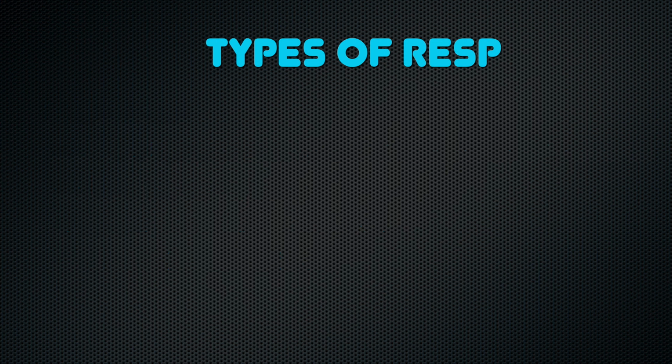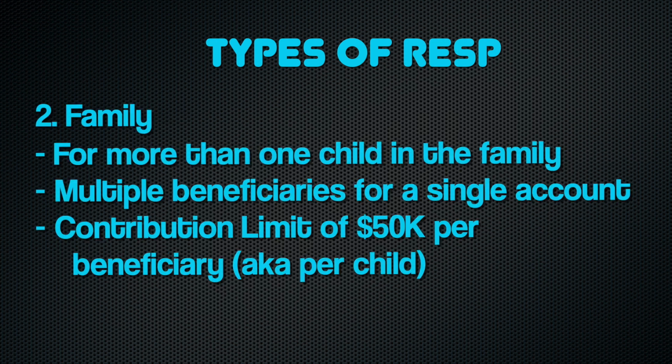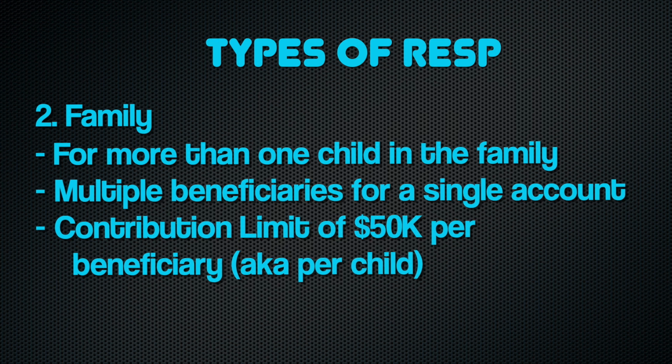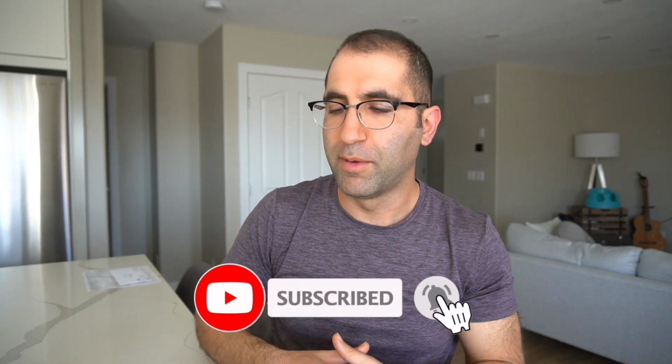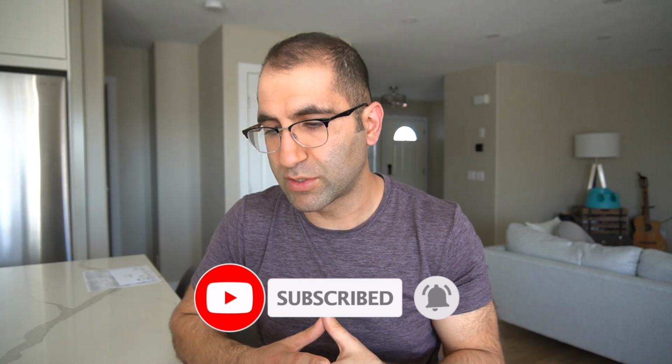Now, the one we're going to open is a family plan. It's for having more than one child in the same family. You can have multiple beneficiaries for a single account. And you do have a limit of that 50K per beneficiary, but this gives you some flexibility in case not all of your kids go to post-secondary or use it for education. So that's why I'm going to open this. I only have one kid right now, but the plan is to have more, so this will just avoid having more and more accounts in the future, and I'll just have all of that in one place.